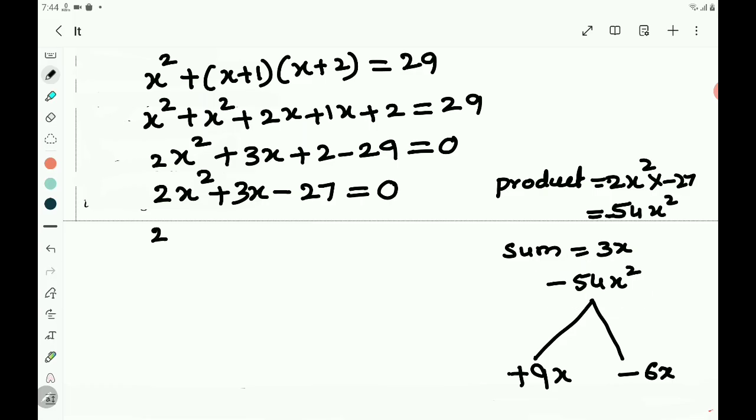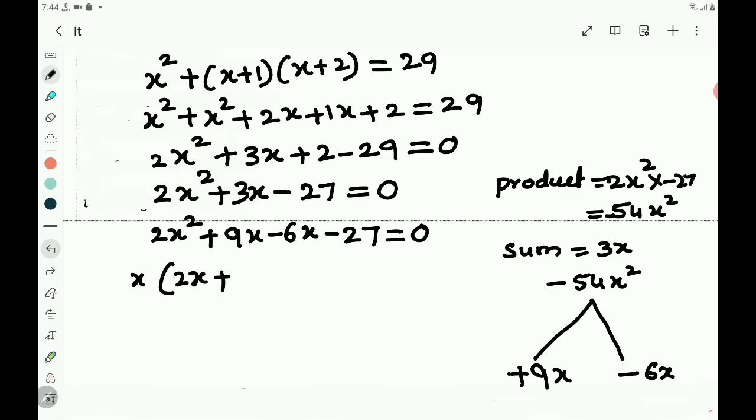Now you write 2x square as it is and plus 9x. In the place of 3x we have to write plus 9x minus 6x, plus 9x minus 6x minus 27 equals 0. Then take the common out of these two. What is common? x is common. In the bracket, here what is remaining? In 2x square, x is outside, means 2x is remaining in the bracket, plus here 9 is remaining.